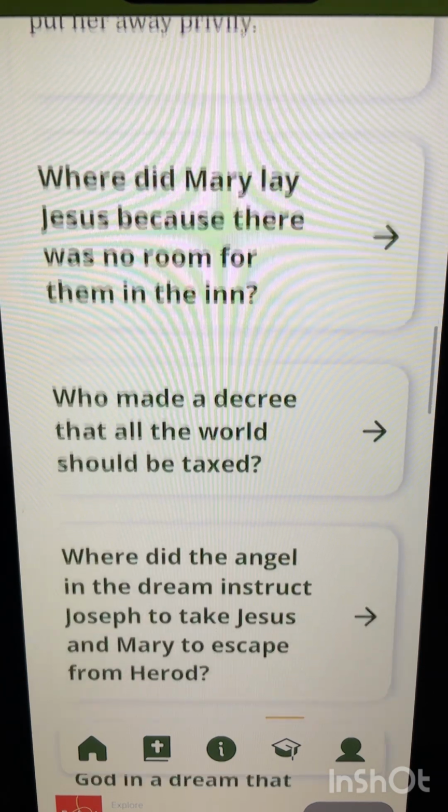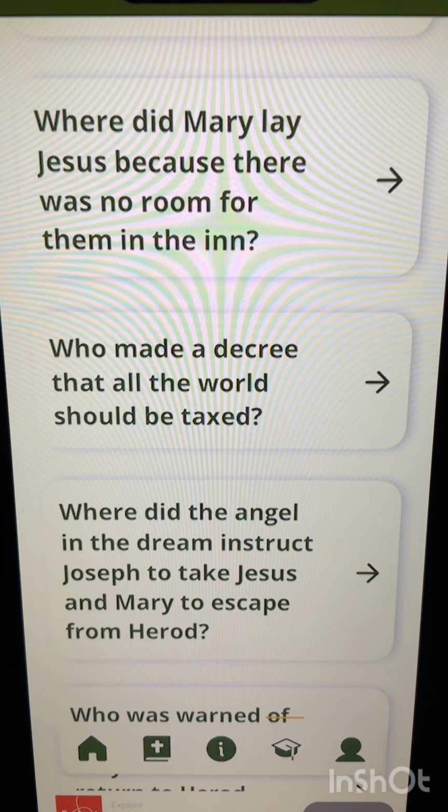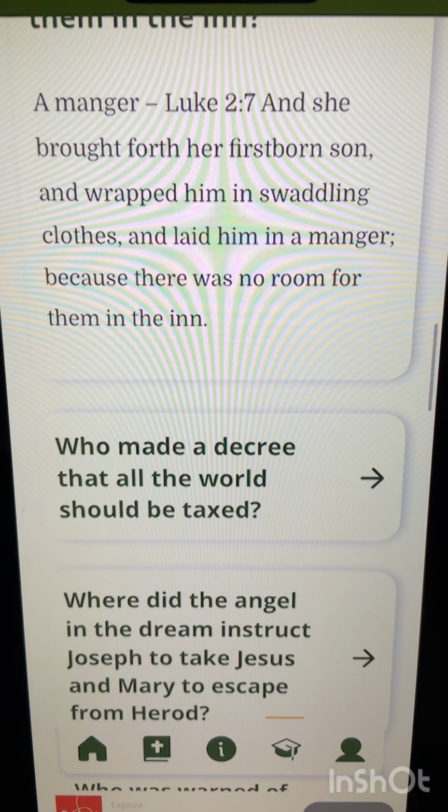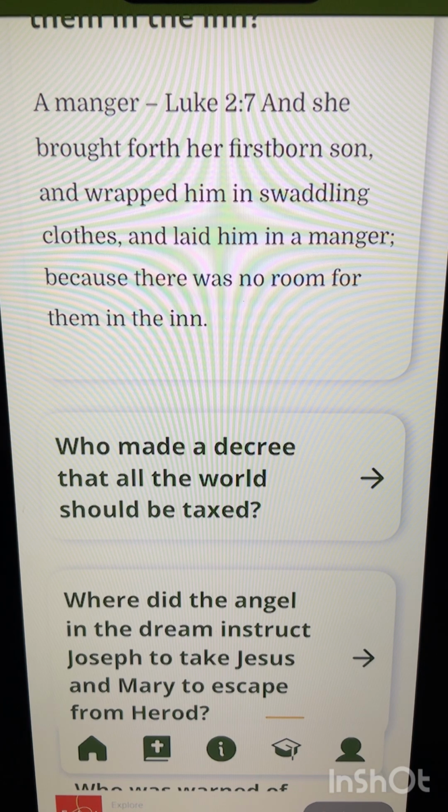So where did Mary lay Jesus? Because there was no room for them in the inn. So the answer goes, a manger. And it's in Luke chapter 2, verse 7, which says, and she brought forth her first son, and wrapped him in a swaddling cloth, and laid him in a manger, because there was no room for them in the inn.